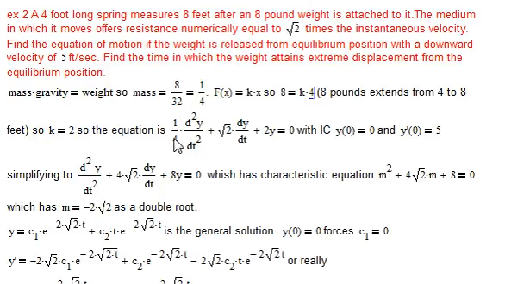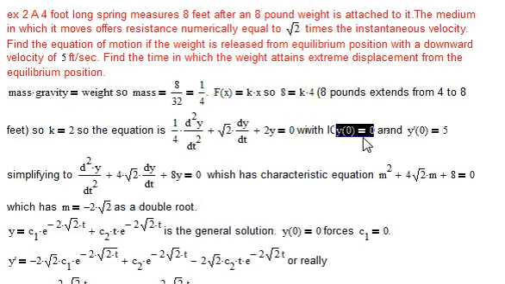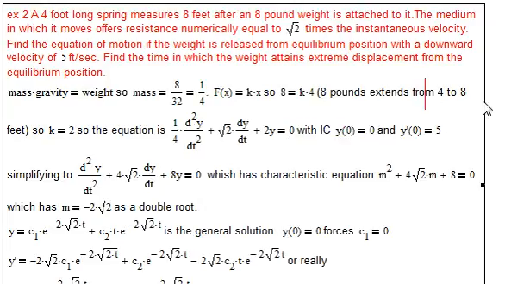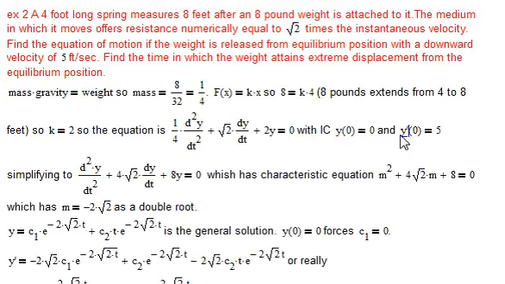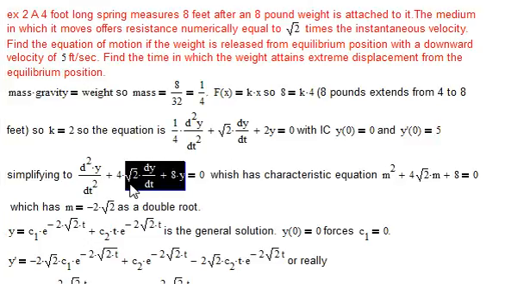So k equals 2. Our equation so far is 1/4 second derivative plus square root of 2 times the first derivative plus 2 times y equals 0, with initial condition y is 0, so it was at rest originally, but it was given an impetus downward of 5 feet per second. So, messy looking equation, multiply both sides by 4 to solve this homogeneous equation.